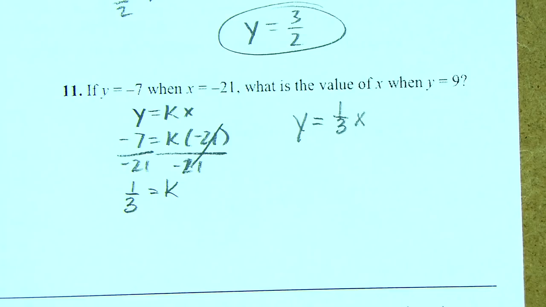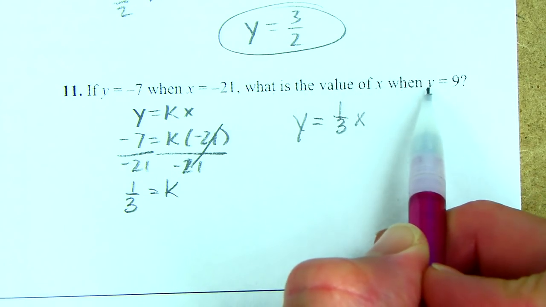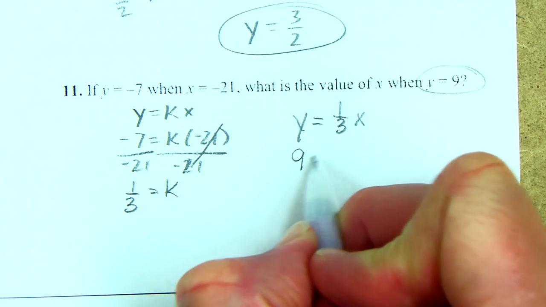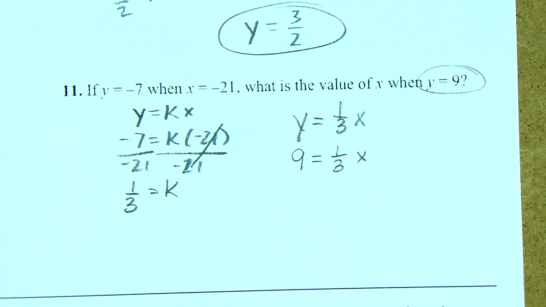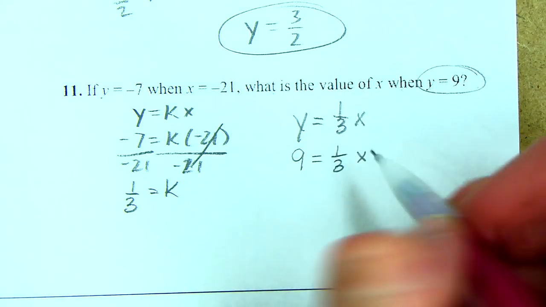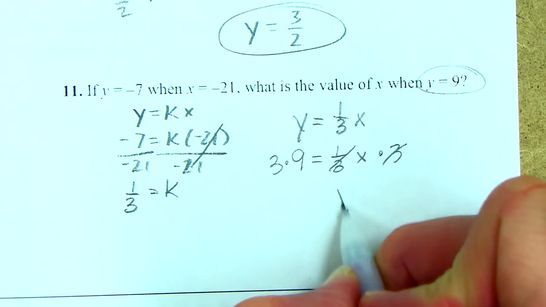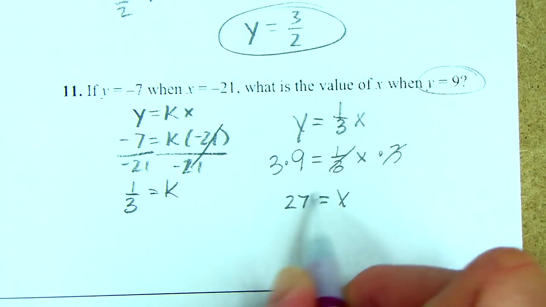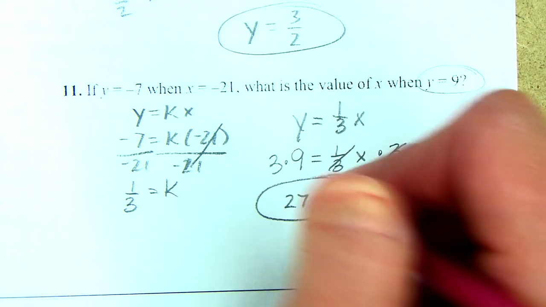But look what it says. What is the value of x when y equals 9? So we're going to substitute 9 in for y. And now we have to do a division, or in this case multiply by the reciprocal, multiply by 3 to cancel those out. And x is 27. So be careful. They don't always just ask for y. Sometimes they ask for x.